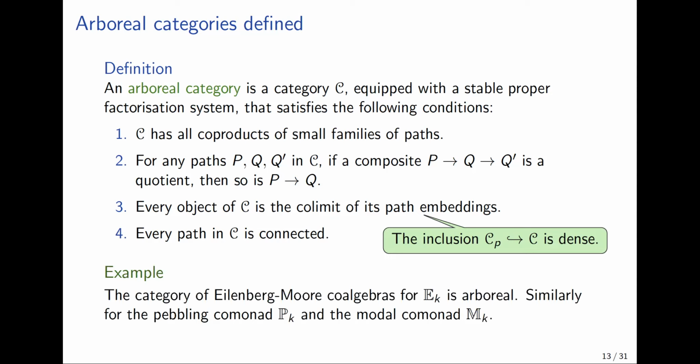Examples, as you would expect: the category of coalgebras for the Ehrenfeucht-Fraïssé comonad is an arboreal category, and similarly for the categories of coalgebras for the pebbling comonad and the modal comonad. Another example is the category of forests. That's also an arboreal category.